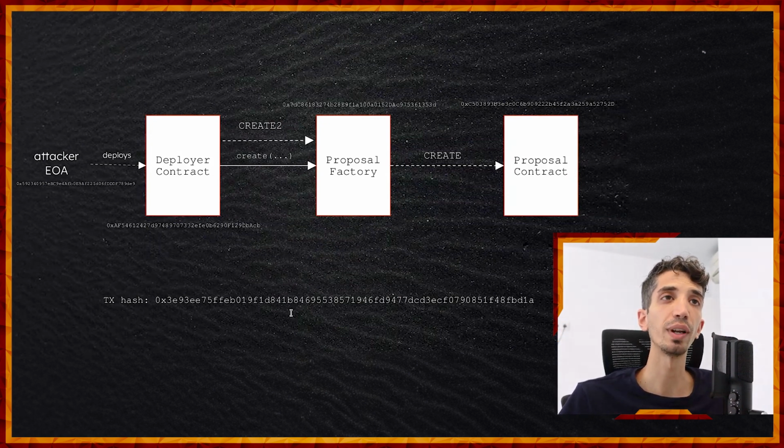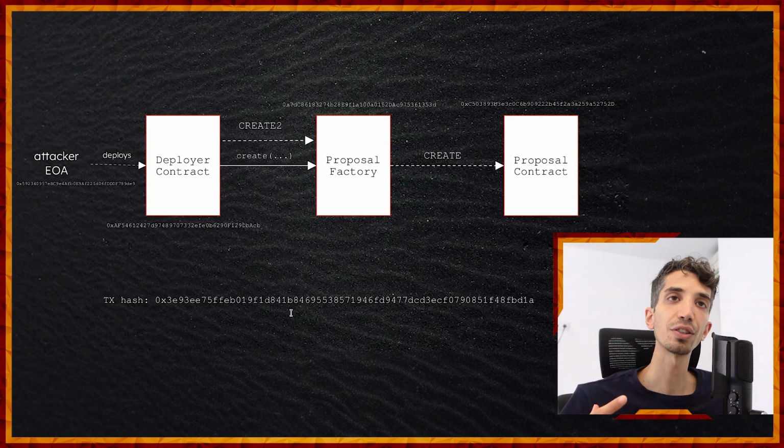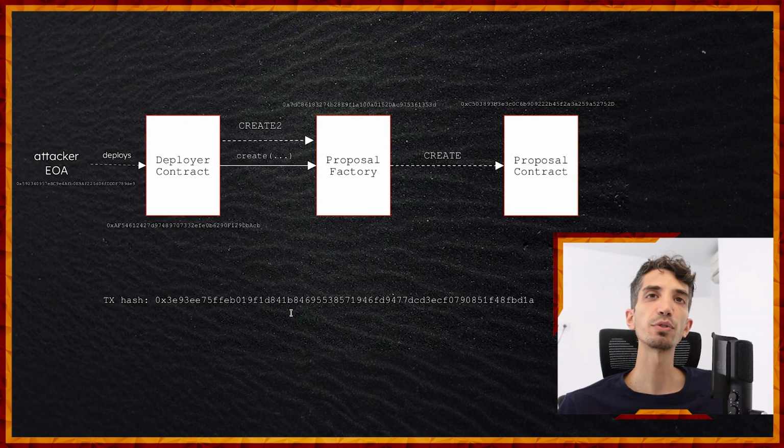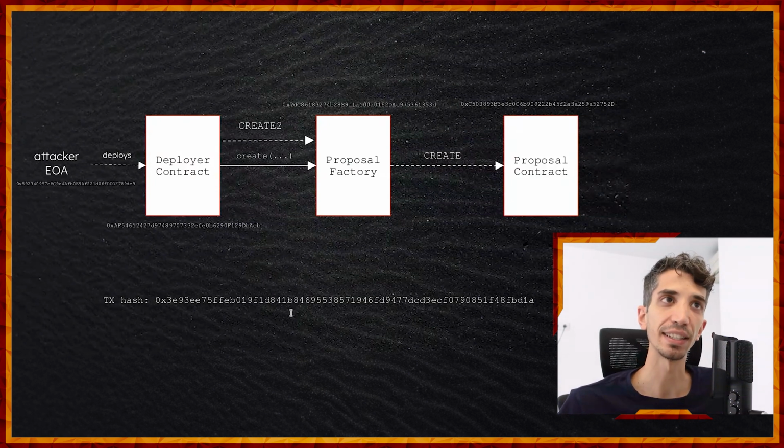I'm going to be showing code later. And the proposal factory, once it's executing its create function, will execute the creation of a contract, the proposal contract, with the create opcode in this case. So the proposal factory has been created using create2, and the proposal contract has been created using create. Okay, quite different deployment methods.